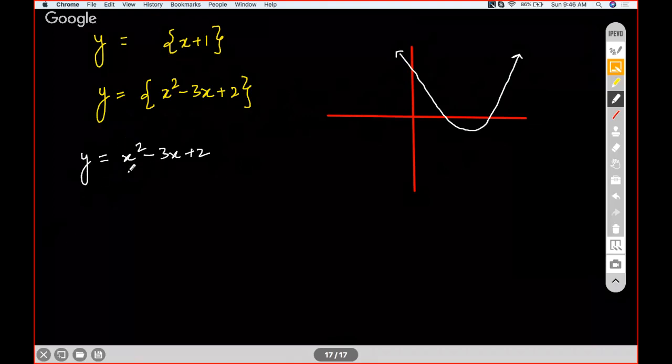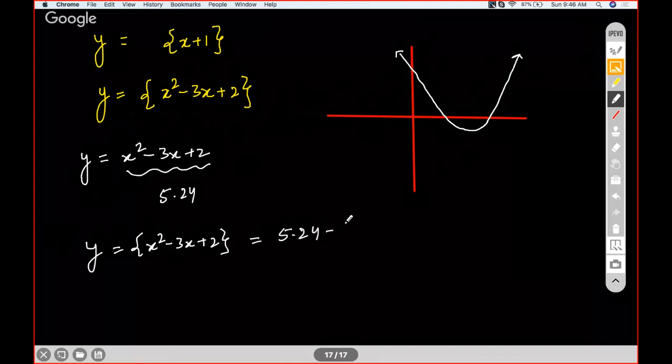So if, let's say, this value was 5.24, and then when you're doing the fractional part of this, what are you actually trying to do? You're actually trying to do 5.24 minus 5, correct? So x square minus 3x plus 2 minus the floor of that.